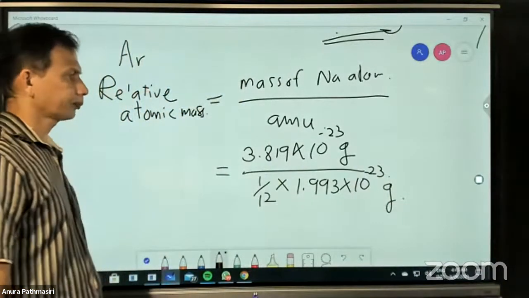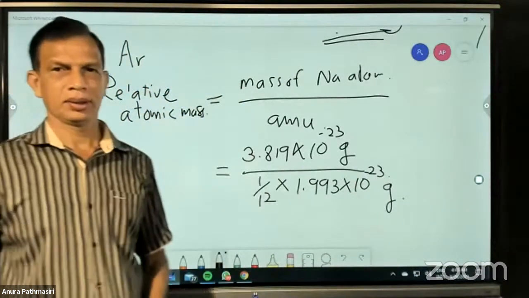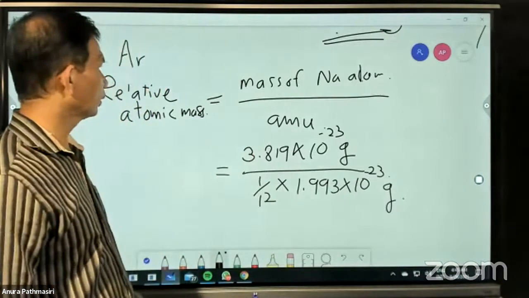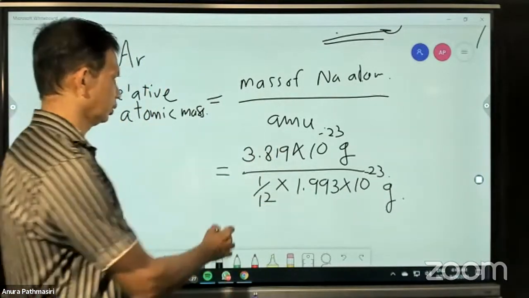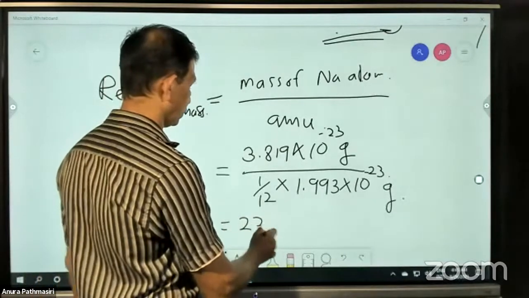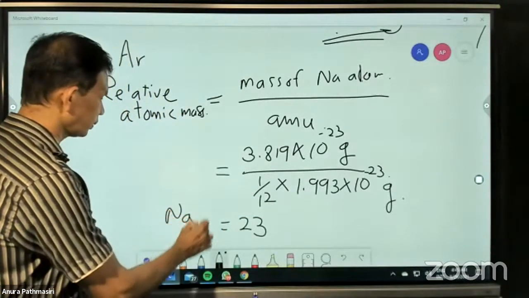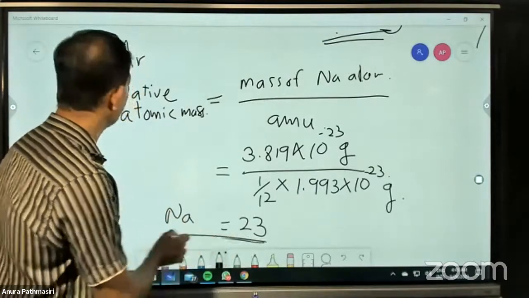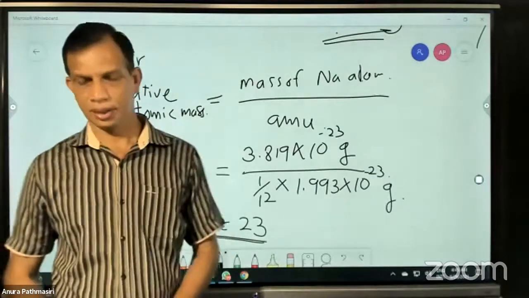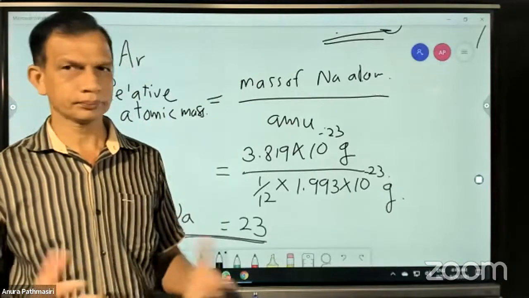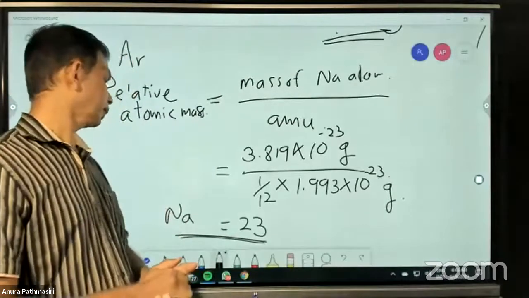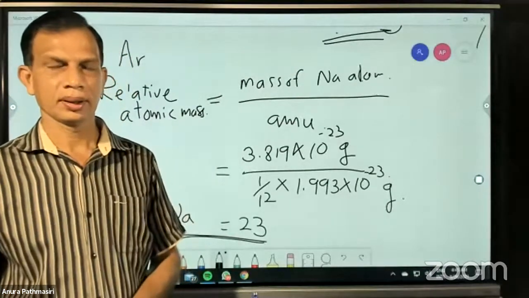So this is a big one. And the final calculation would give you 23. So sodium's relative atomic mass is 23.